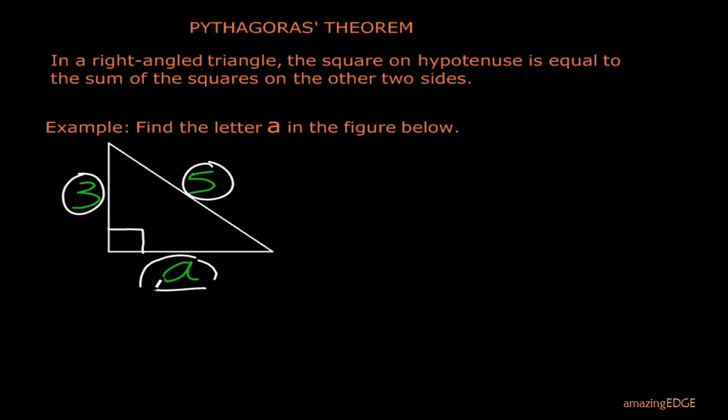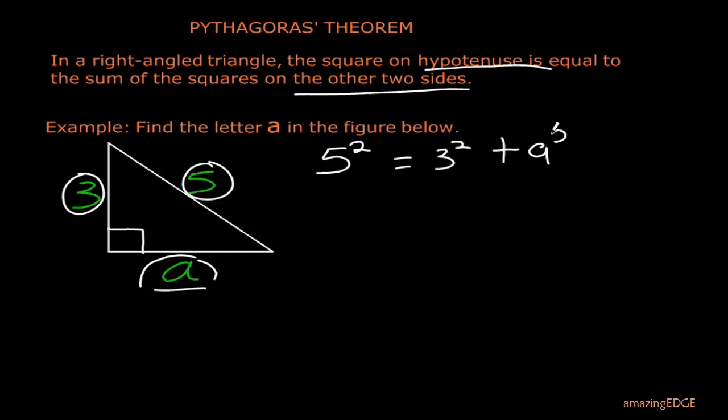The Pythagoras theorem says that the square on the hypotenuse is equal to the sum of the squares on the other two sides. The hypotenuse here is 5, so 5 is the longest. When you square 5, 5 squared will be equal to the sum of the squares of the remaining two sides. So this will be equal to 3 squared plus A squared. Okay, so 5 squared will give us 25, and 3 squared will give us 9. So we still have our A squared. It is A that we are looking for.